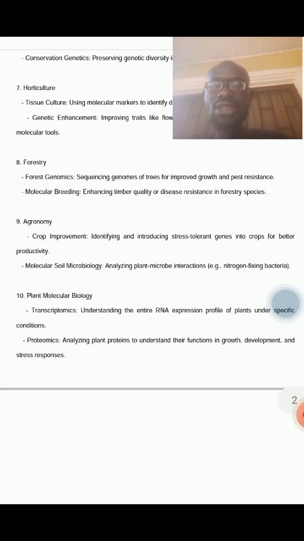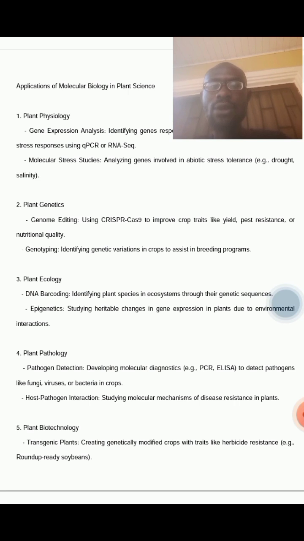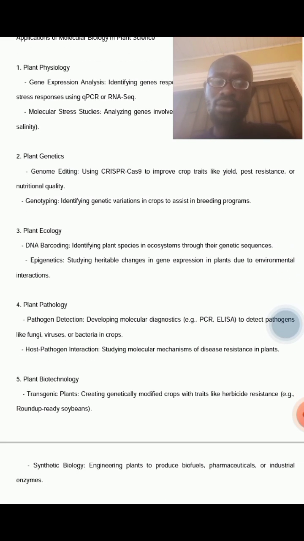So this is just an overview of the different molecular biology applications in various areas of plant science. So what I want you to do is think about your own research topic that is peculiar to you and find out how you can apply molecular biology in your research topic.